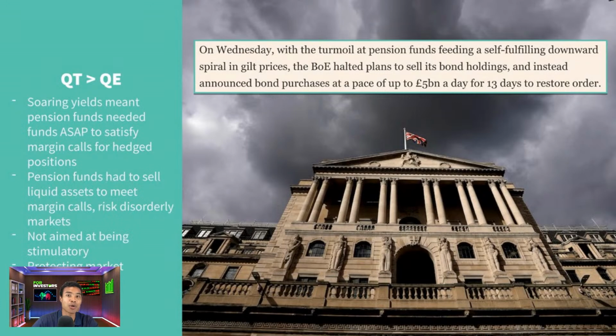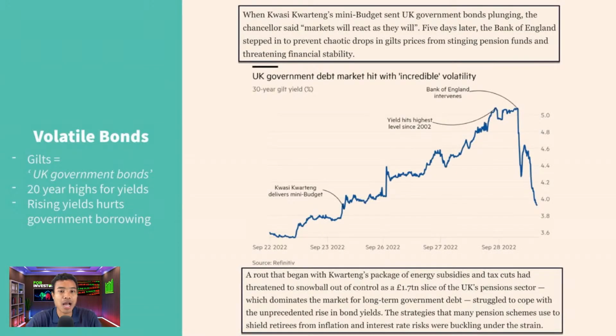Yep, they've announced they'll be doing bond purchases at a pace of up to £5 billion a day for 13 days to restore order. So they are time limited at this stage. But you've got to understand what was happening in the system. So essentially there were soaring yields, which we see here. Yields went soaring after the mini budget.